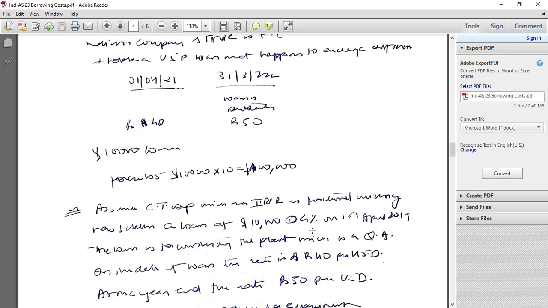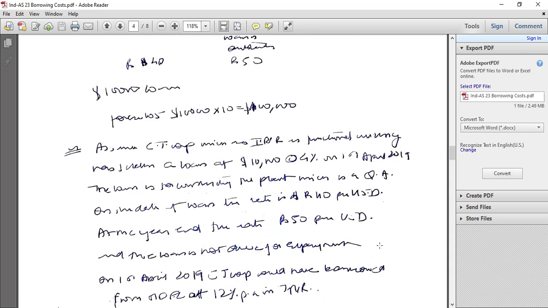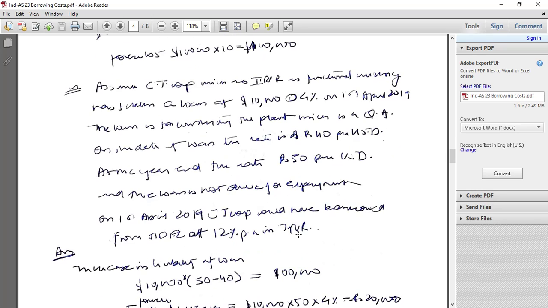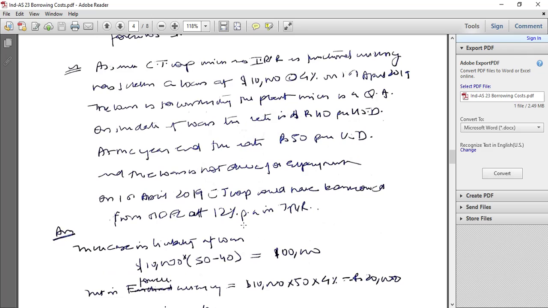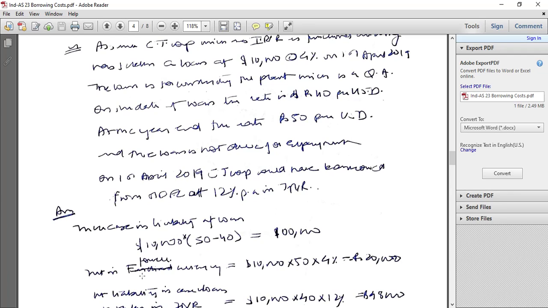Dollar 10,000 is taken at 4% rate on 1st April 2019. The loan amount is used for constructing a plant which is a qualifying asset. At the end of the year, the rate is 50 per USD, and the loan is due for repayment. A similar loan borrowed by HDFC in INR has an interest rate of 12%. So the increase in liability of the loan is 10,000 into 50 minus 40, that is 1 lakh.